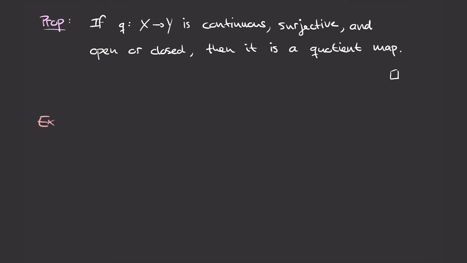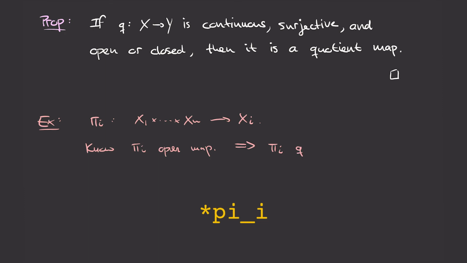As an example of this, we can consider the projection pi_i, which goes from the n-fold Cartesian product of spaces X_1 up to X_n to the individual space X_i. From our video on product spaces, we know that pi_i is actually an open map. So in particular, this implies that pi_i is also a quotient map. Intuitively, this means that if you have a product space, you can view each of the factors of the product as a quotient of this product space.